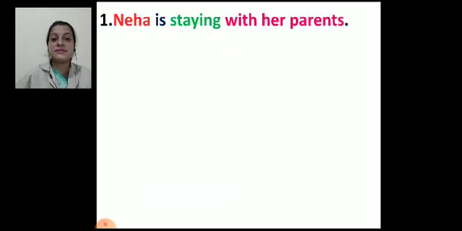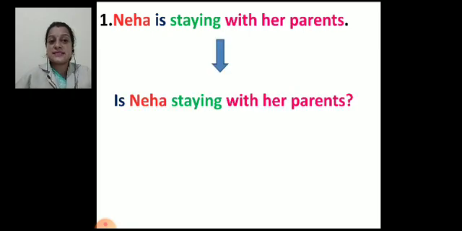What are interrogative sentences? Sentences which ask a question. These are called interrogative sentences. Here the first example we have is Neha is staying with her parents. As we all know, Neha is the subject, is is the helping verb, staying is the main verb, with her parents is the object. So now we will learn how to convert it into an interrogative sentence.